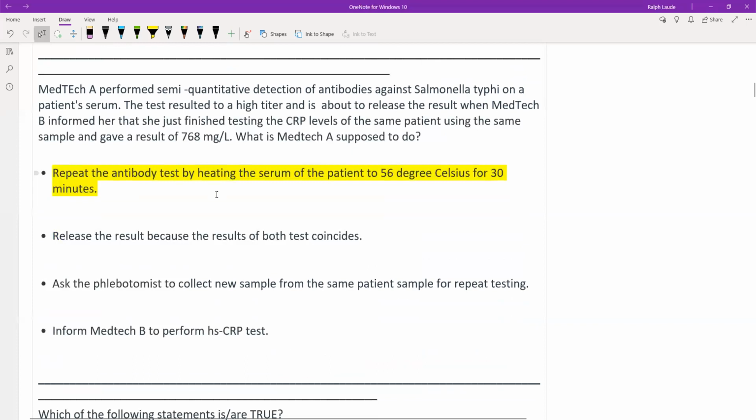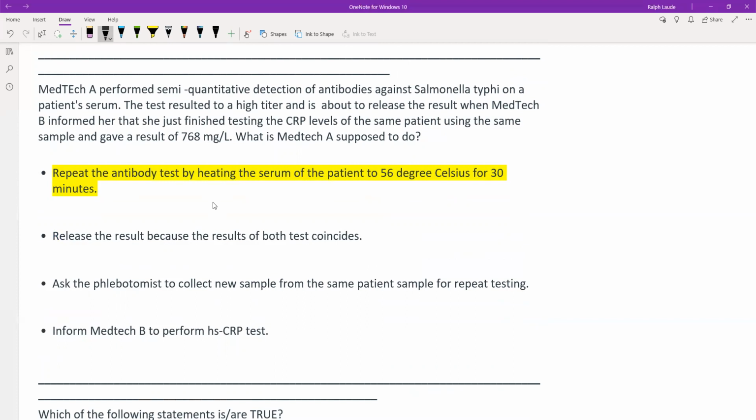Next. A medical technologist, MedTech A, performed semi-quantitative detection of antibodies against Salmonella typhi on a patient's serum. The test resulted in a high titer and she is about to release the result when MedTech B informs her that she just finished testing the CRP levels of the same patient using the same sample and got a result of 768 milligrams per liter. What is MedTech A supposed to do?